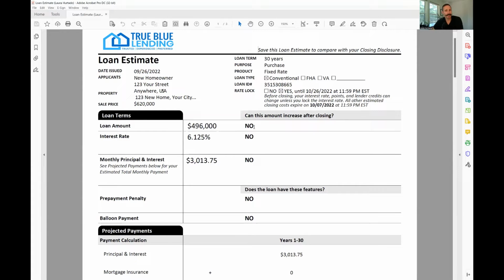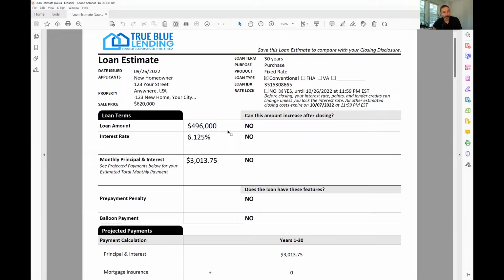So the loan amount here is $496,000. And again, it cannot increase after closing. The reason why is because it's a 30-year fixed rate conventional loan. Every payment that you make is going to reduce the principal balance. The interest rate is 6.125. Rates have gone up a lot since December of last year. We were doing loans at 2 3/4 during that period of time. Now we're at 6 1/8. So rates have definitely gone up.